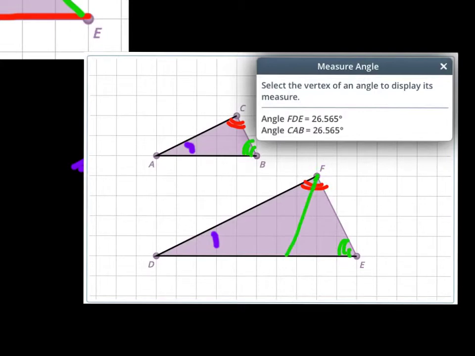Still not congruent. What if I made this triangle way out here? Still not congruent. None of these triangles, even though they have at least one common angle, are proving congruency. So, let's look at the next problem.